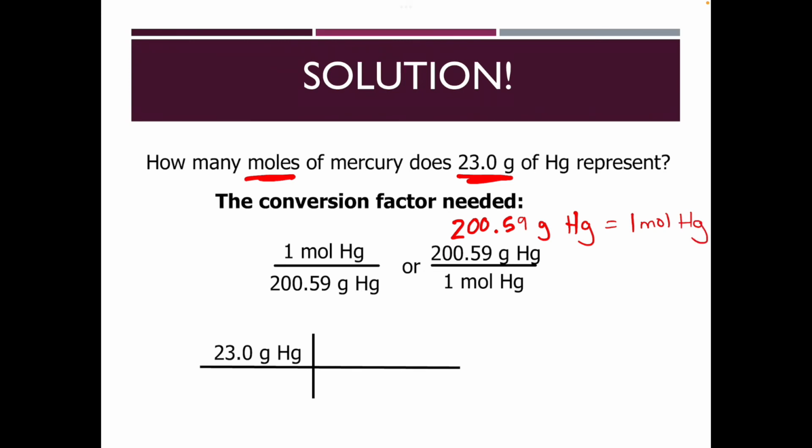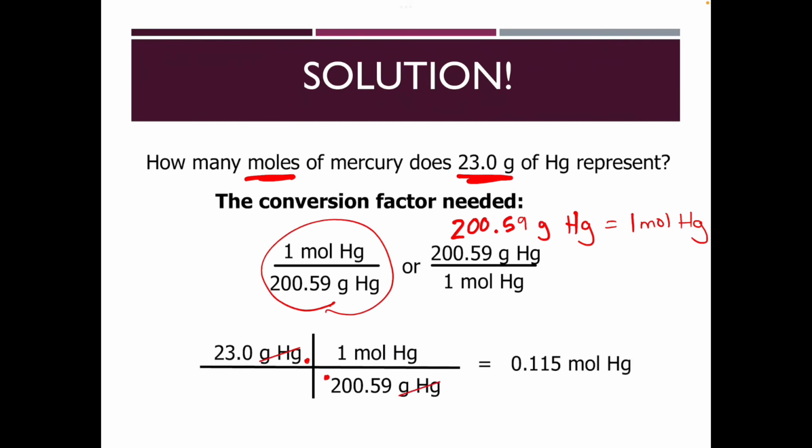And we need to figure out which part of that goes on the top or the bottom. Remember, grams of mercury has to cancel grams of mercury. So our mass of mercury will need to go on the bottom here. That means we're using this conversion factor. Okay, and 1 mole will go on the top. We'll make sure our units cancel, and we'll get our answer.